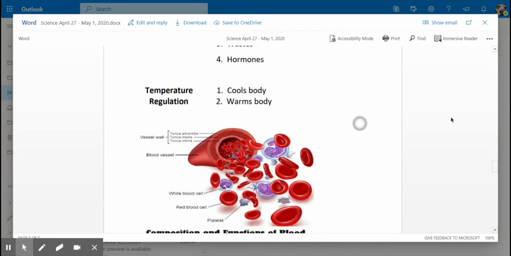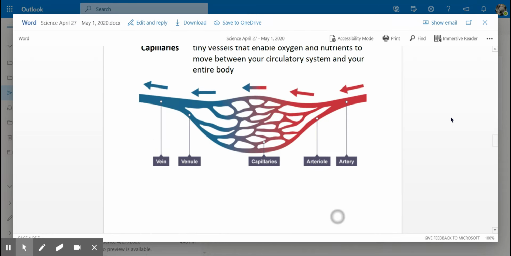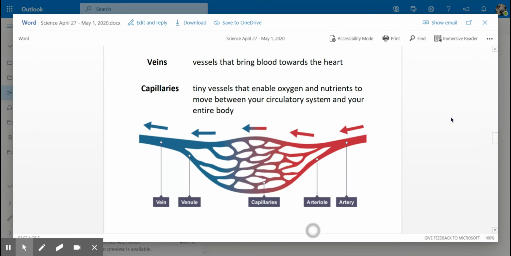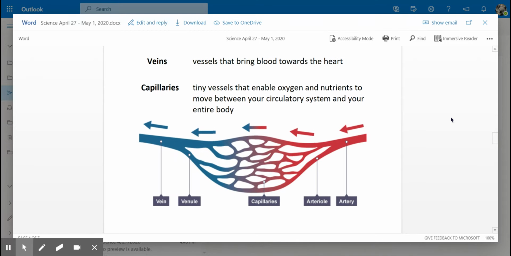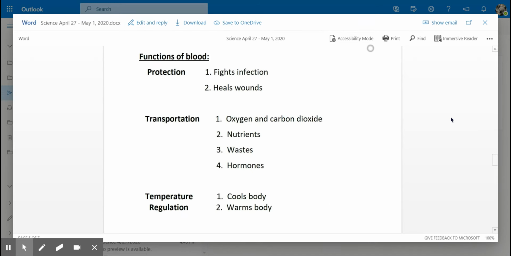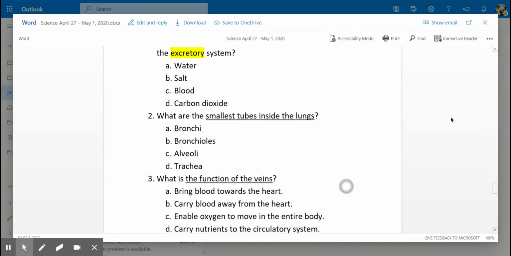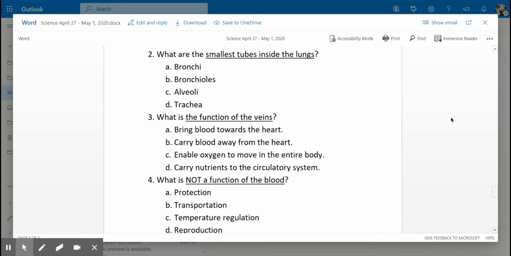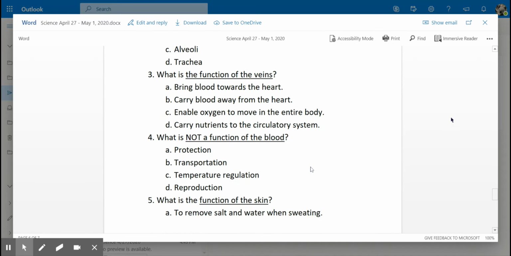Okay, let's look. Oh, it tells us right here. Look at that. We're looking at veins. Veins are vessels that bring blood towards the heart. Veins go towards the heart. So question number 3, what is the function of the veins? Bring blood towards the heart. Excellent. Letter A.